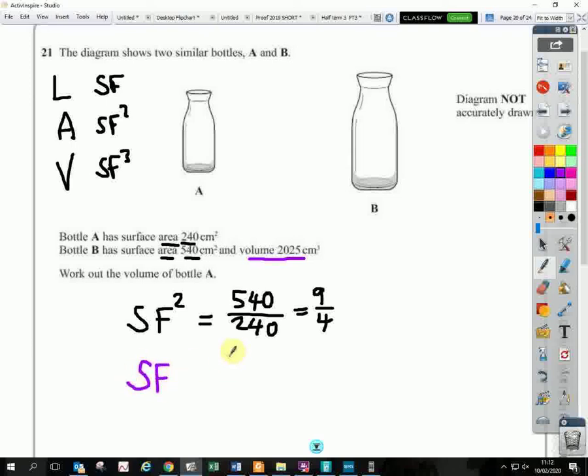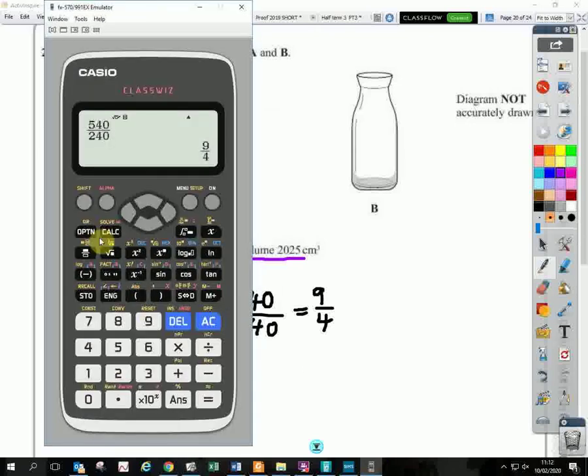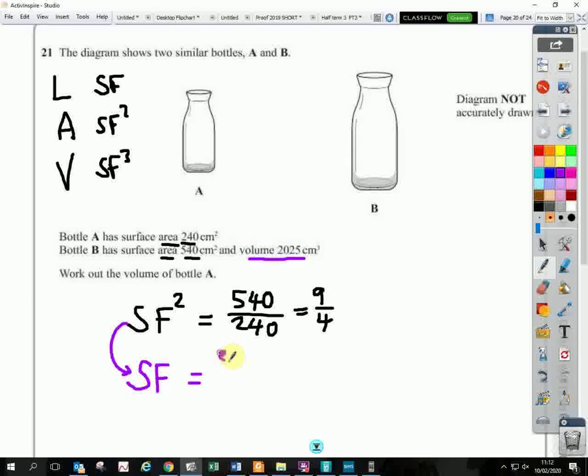Now it's hard to get from SF squared to SF cubed. The easiest way is to go from SF squared to SF, and then from SF to SF cubed. So to get from squared to scale factor, I square root it. Square root 9 over 4, and that gives me 3 over 2, or 1.5. So SF cubed is what I need. So now you cube this answer. If you cube 3 over 2, you end up with, beg your pardon, 27 over 8.